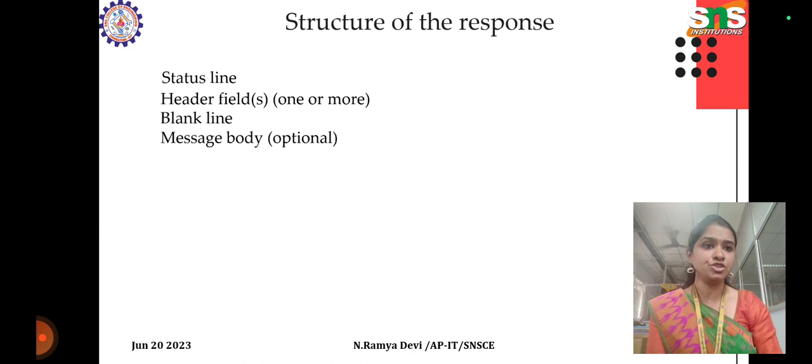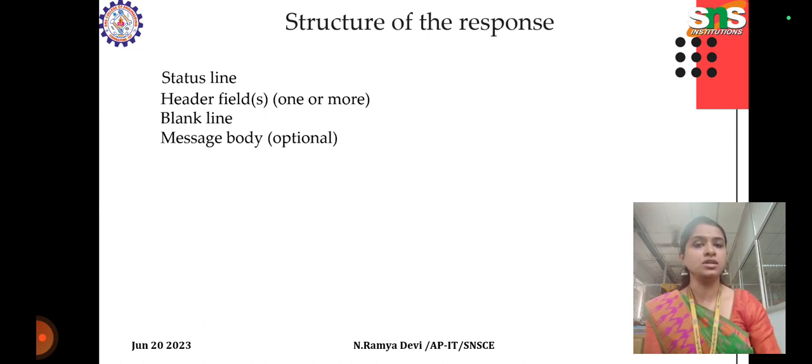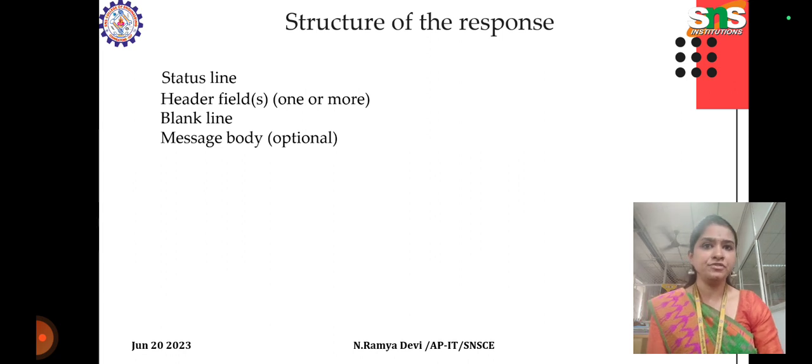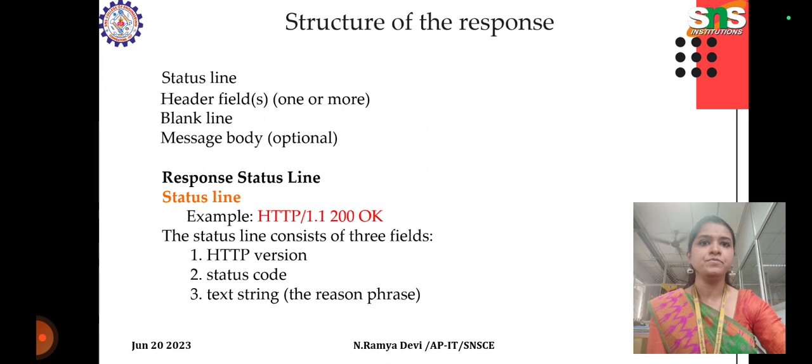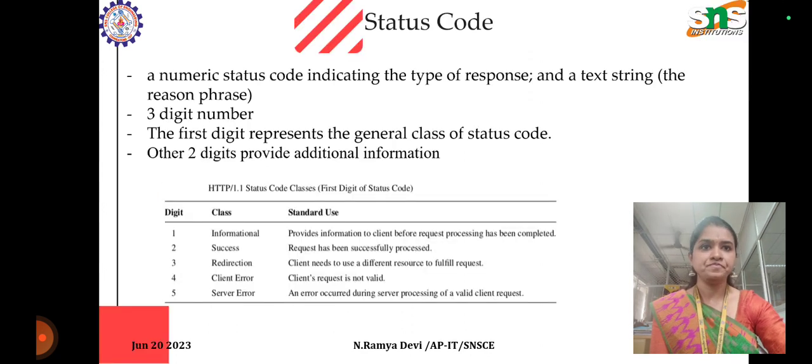And this is the structure of the response. The first is the status line, which indicates whether the message has been successfully generated from the server to the client, and then the header field, then the blank line, and then the message body, which is optional. And this is an example of your status line. Here it specifies HTTP 1.1 200 OK: first is the HTTP version, next is the status code, and next is the text string.